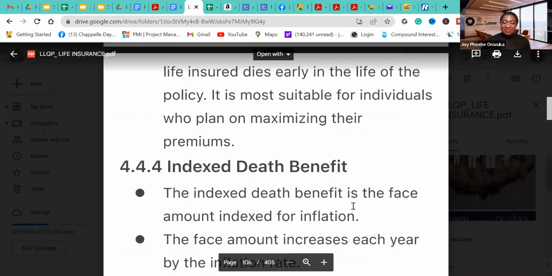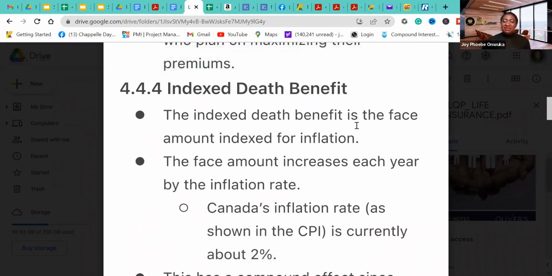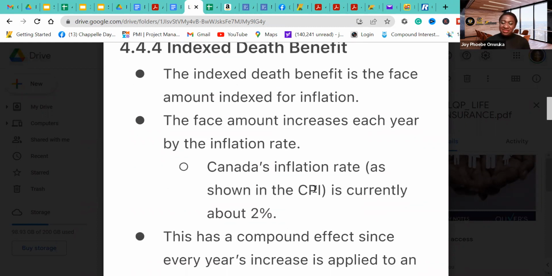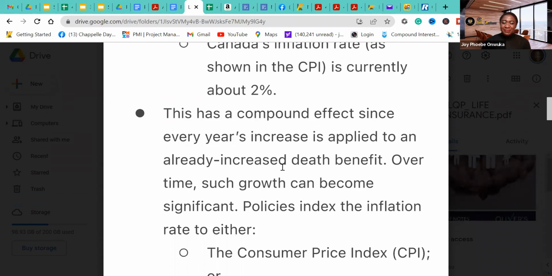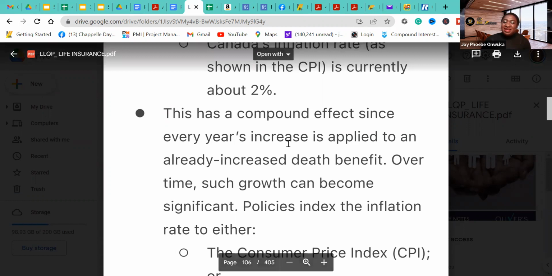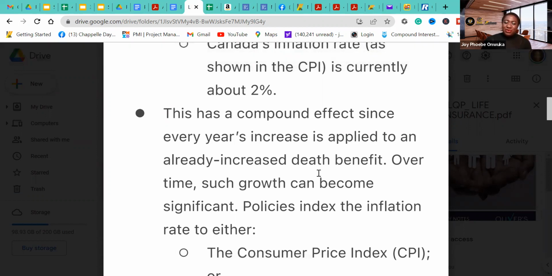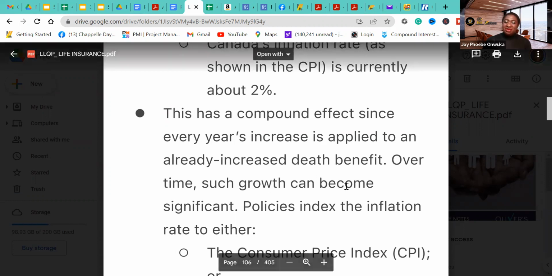Indexed death benefit. The indexed death benefit is the face amount indexed for inflation. Okay. The face amount increases each year by the inflation rate. Canada's inflation rate, as shown in CPI, is currently about 2%. This has a compound effect since every year's increase is applied to an already increased benefit. Over time, such growth can become significant.